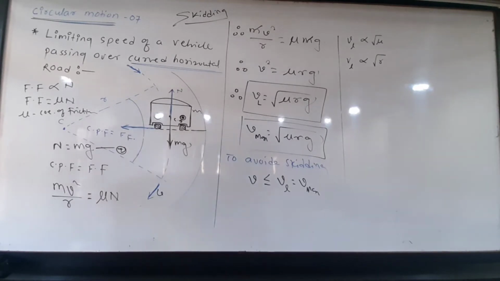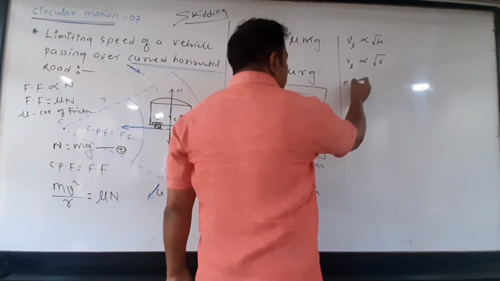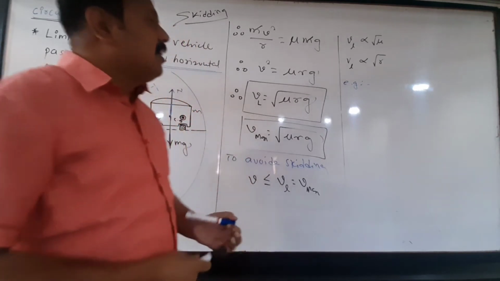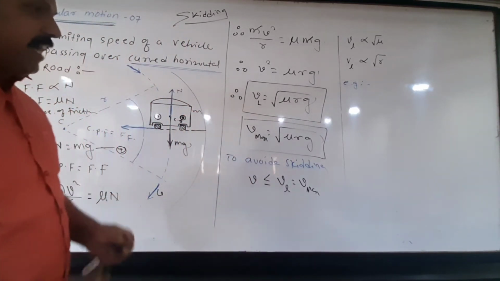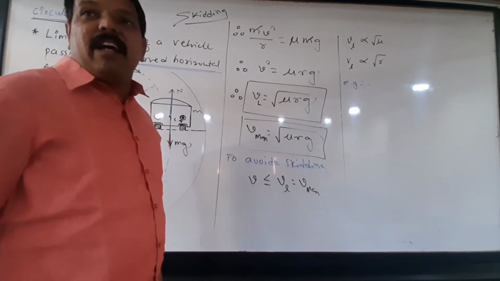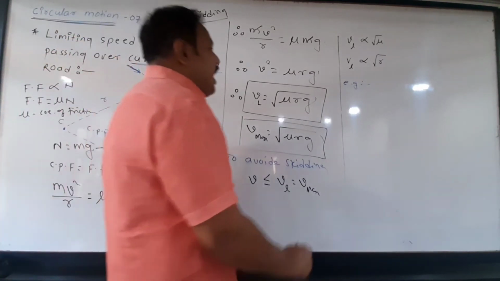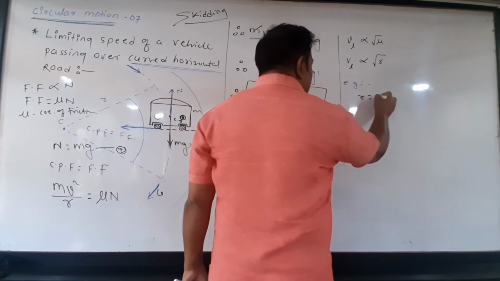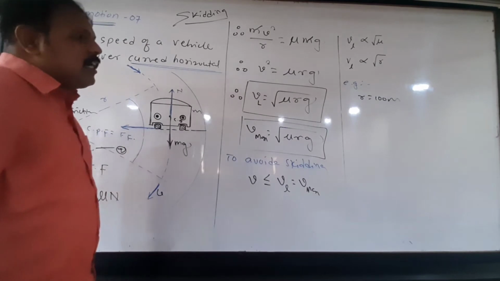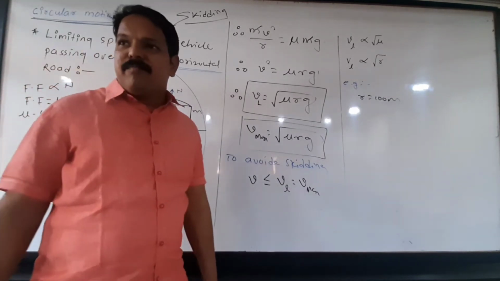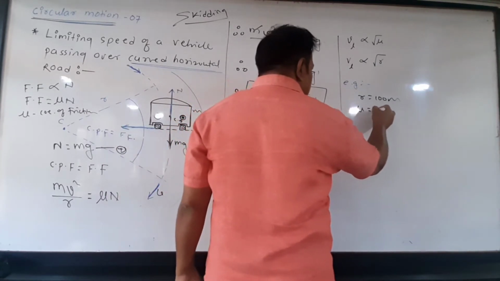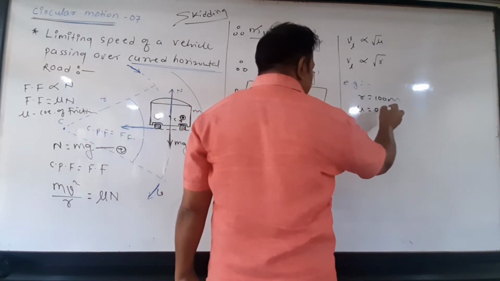See here, a problem may be asked on this. Look at the numerical. How is a numerical asked on that? See here, the question is asked like this: a vehicle is driving on a curved road having radius of curvature 100 meter. Is it clear? And the coefficient of friction is 0.5.